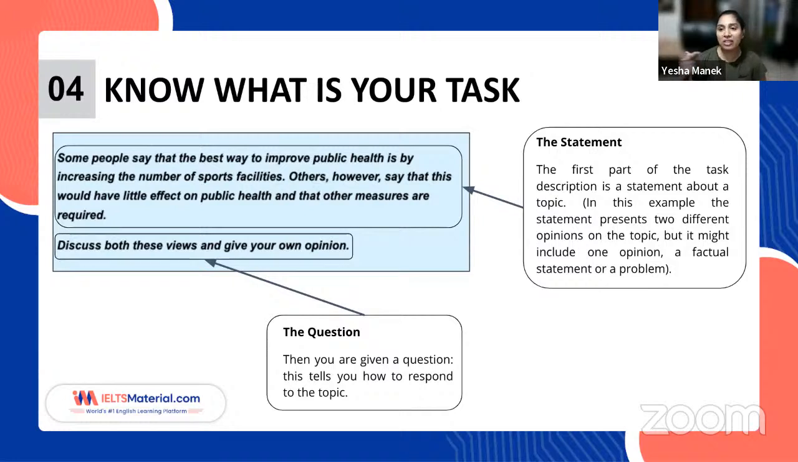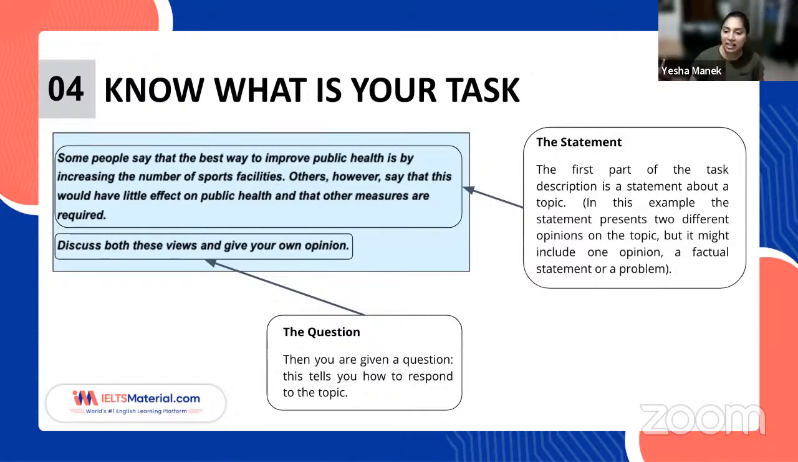If I have to take general training task 1, the first thing that I would do is I would identify the type of the letter. Is it a formal letter, an informal letter, or a semi-formal letter? Then I would be understanding the purpose of the letter. After understanding the purpose of the letter, finally, I would start noticing the 3 points and then I would execute my plan. In this manner, you would definitely be getting 7 bands because you have clearly understood the matter, what actually you have to present.